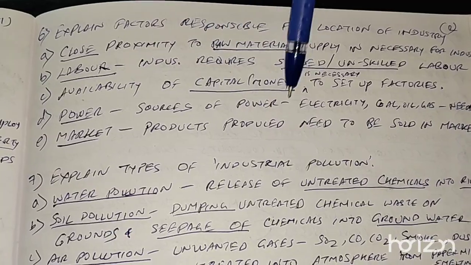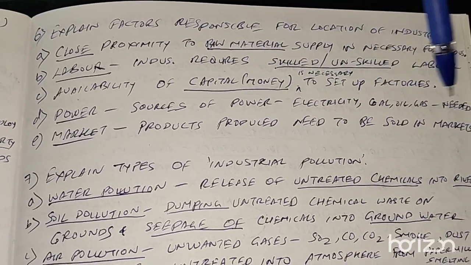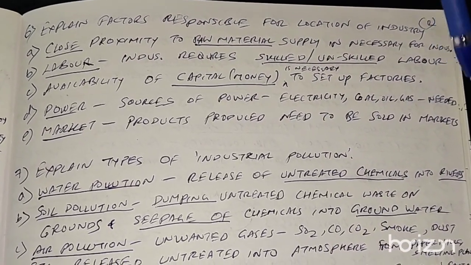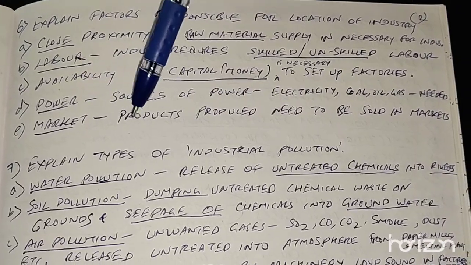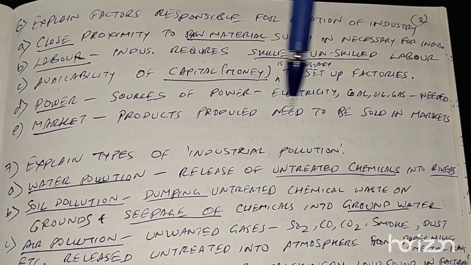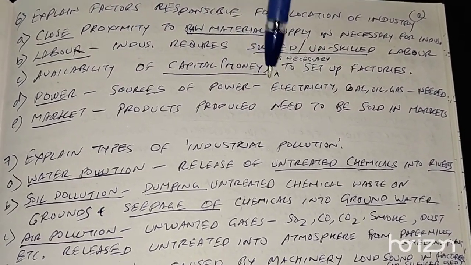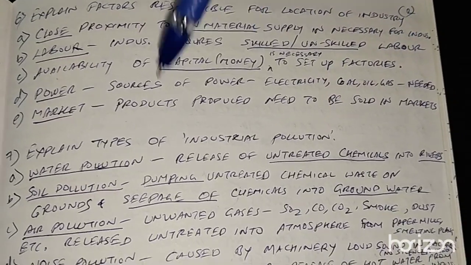We need power, sources of power for electricity: coal, gas, etc. are needed to run the industry. Then we should have a market to sell our products. So these are the factors which define where the industry will be located.